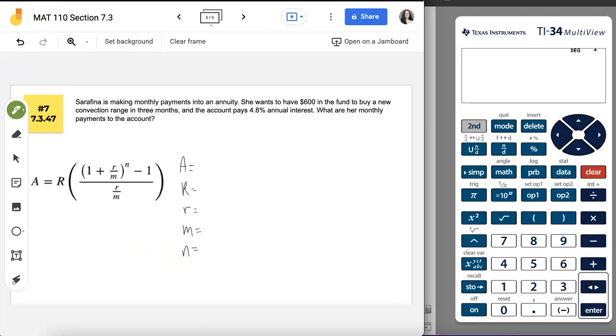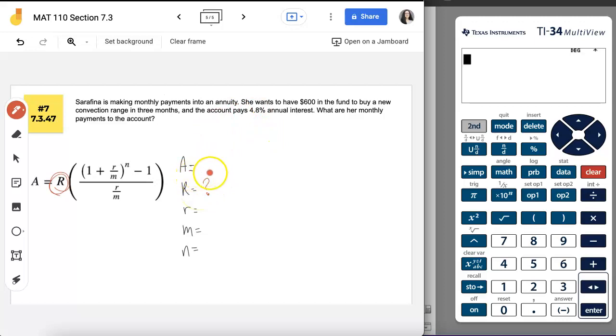So here, pause the video for just a second to read this problem statement, and let's see if we can identify the key parts of our formula. All right, so really the question is asking, what are her monthly payments into the account? So in other words, we're looking for R. Notice where R is in our formula. It is not isolated. So that means we're going to have to do something a little bit different here in order to obtain R, but it's not too much of a stretch.